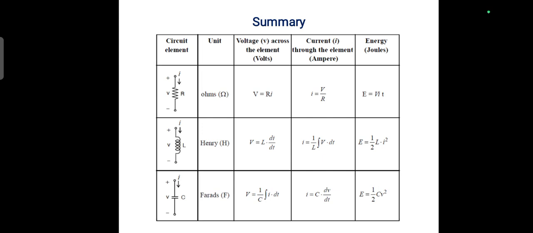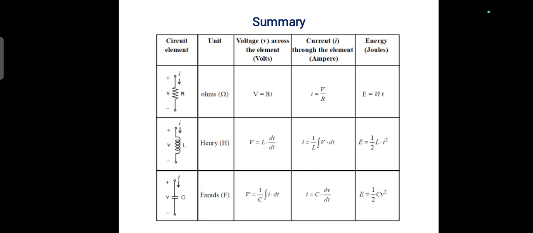So this is the overall summary of the basic components of circuits. The first one, the resistance: the unit is ohms, the voltage across the element V is equal to R into I, the current through the element is I is equal to V by R, and the energy is equal to VIT. The second one, inductor: the unit is Henry, the voltage across the inductor V is equal to L into di by dt, the current through the inductor I is equal to 1 by L integral V dt, and the energy is equal to 1 by 2 Li square.